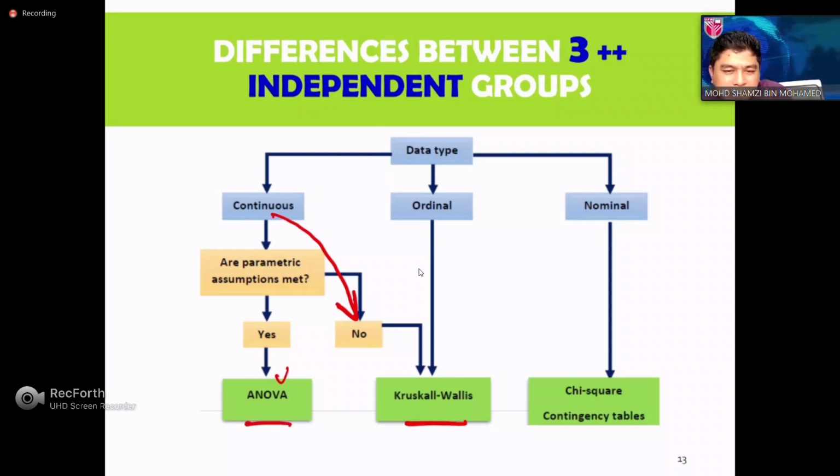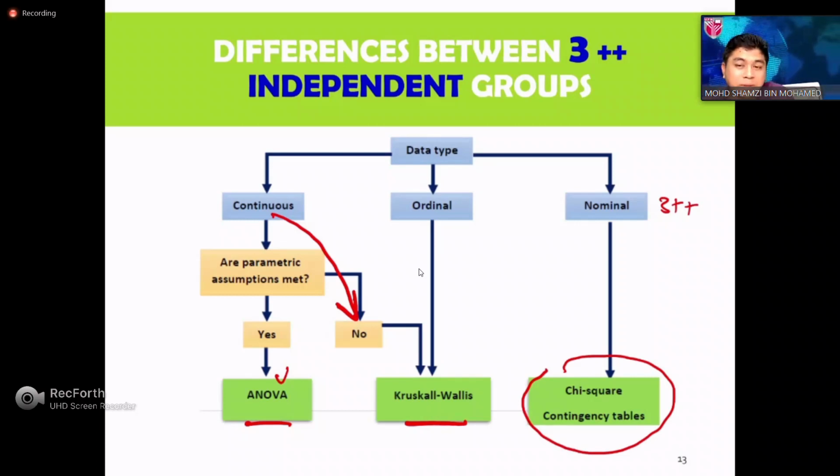And then there's a nominal part. For nominal, you have a special mention in non-parametric testing. For nominal type of data, for 3 or more groups, later you will learn this chi-square contingency table. This one is quite special. We have one specific lecture for this.